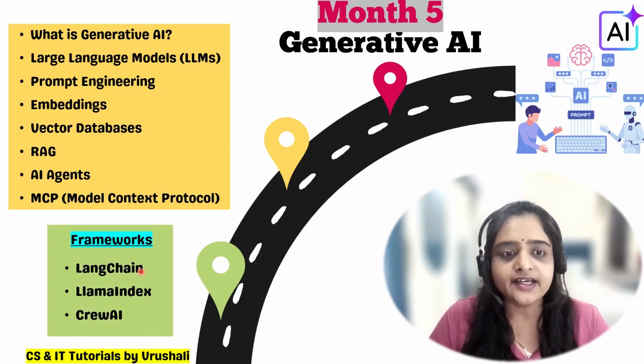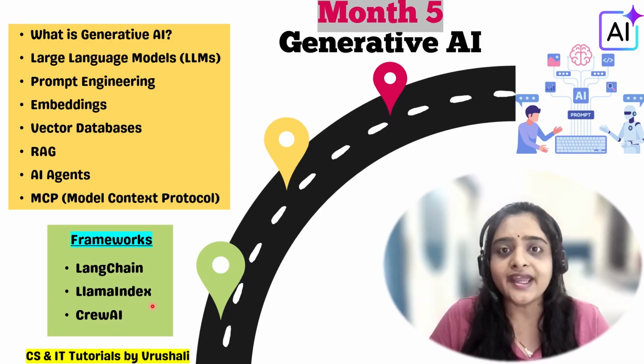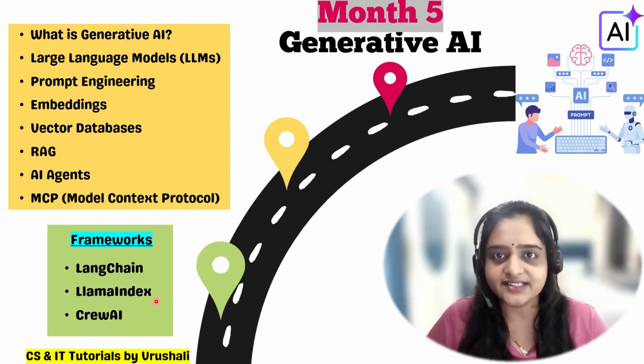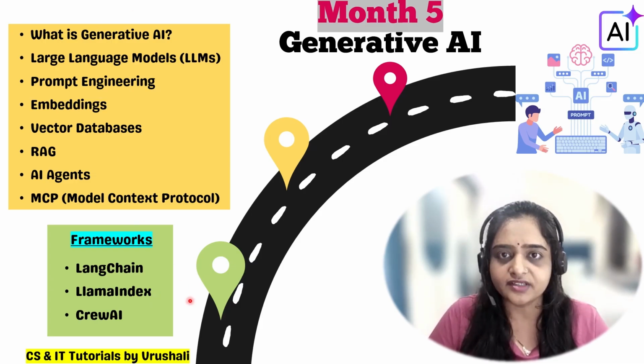Also, after that, you can learn frameworks like the LangChain framework for building AI workflows, then the Llama Index framework for managing all the data with LLM, and Crew AI to handle multiple AI agents. So by the end of month 5, you will start to build real AI agent applications, from chatbots to intelligent AI systems, and you will know the basics and fundamentals of all these concepts and frameworks.